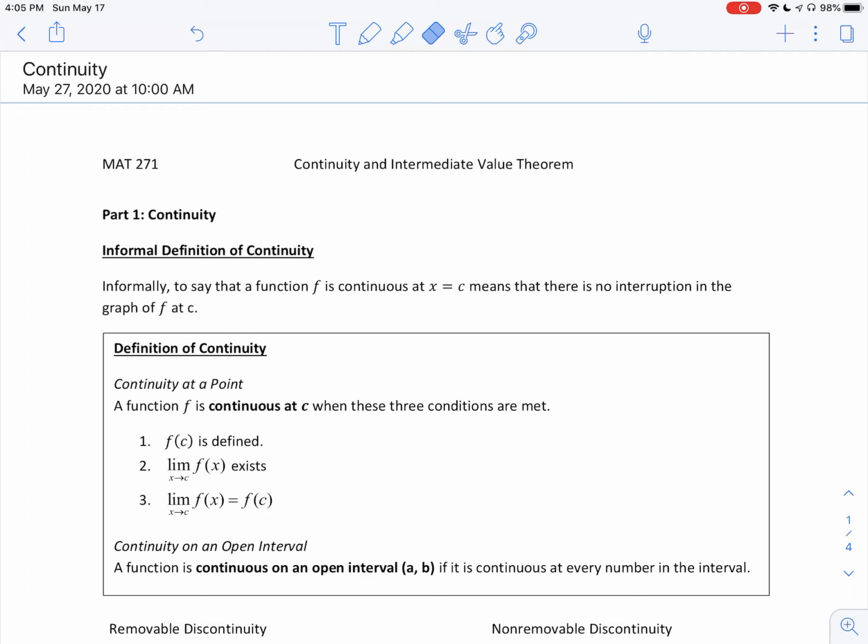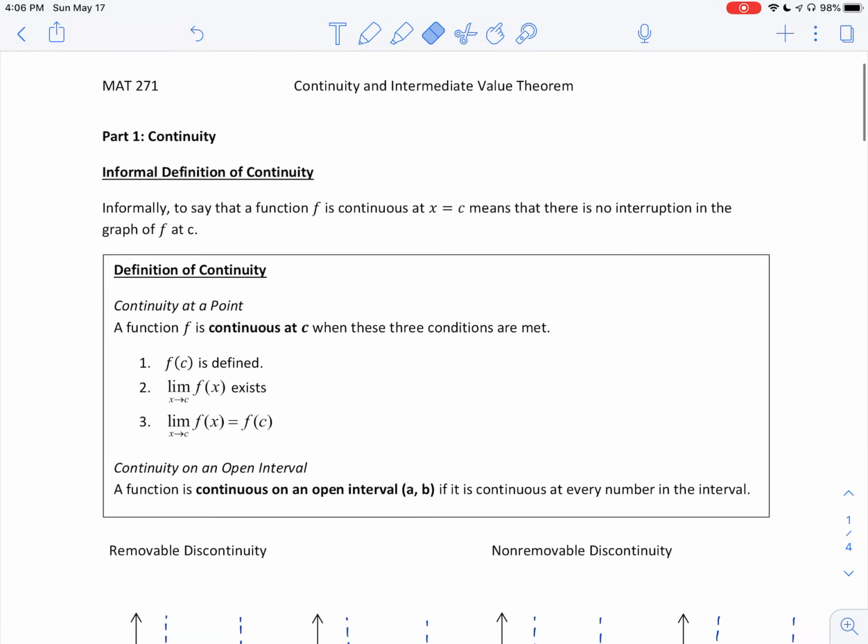Let's talk about continuity. I'm sure you all have at least an informal definition for yourselves of what continuity means. Informally, you're just thinking that a function is continuous if you can draw the whole thing without ever picking up your pencil, if there's no interruptions in it. Interruptions in functions would be things like holes or vertical asymptotes, typically.